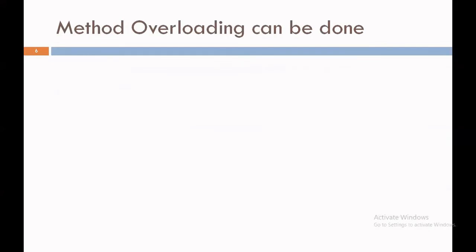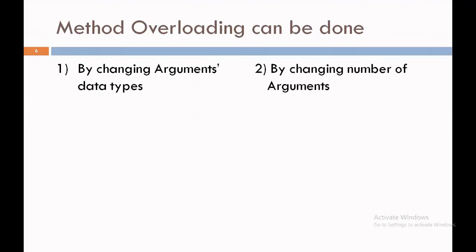Now we can overload a method in two ways. The first one is by changing the argument data type, and the second way is by changing the number of arguments. We all know that method overloading means that in a single class, when we have multiple methods but with different parameters, it is known as method overloading.